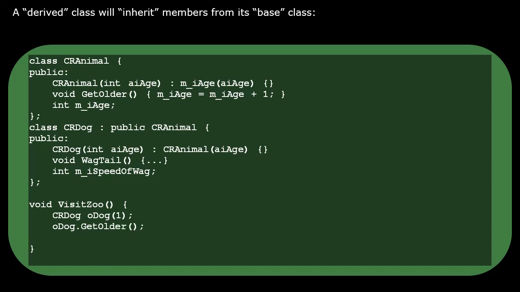In C++, a class could inherit from multiple base classes. However, doing so is often discouraged as it can introduce complications.